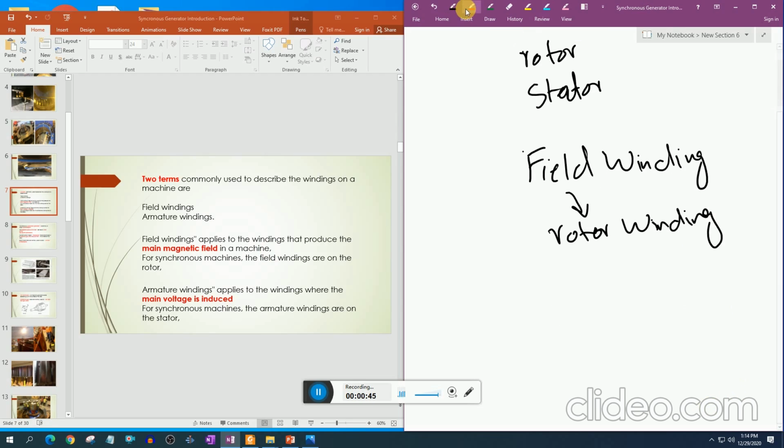The other winding is the armature winding. Armature winding applies to the windings where the main voltage is induced. As the main voltage is induced in the stator of the synchronous generator, the stator winding can also be called the armature winding.